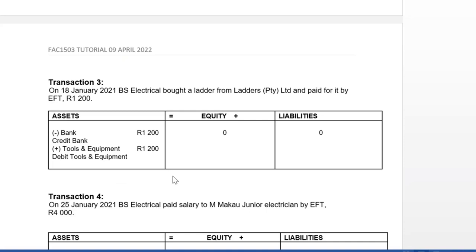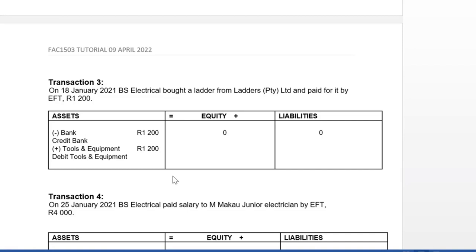The third one is on the 18th of January, 2021. BS Electrical bought a ladder from Ladders and paid by EFT for 1,200. So both are assets. Can you see that? Bank is a minus 1,200. Why is bank a minus? Because bank is decreasing. And when an asset like bank decreases, you credit. So it's a minus. And then they bought a ladder. Mind you, guys, it's also part of tools and equipment, which is part of assets. It is increasing. So they've gained a ladder, which will form part of tools and equipment, for 1,200.